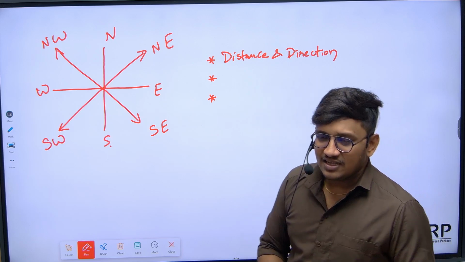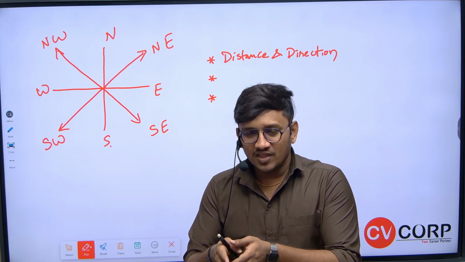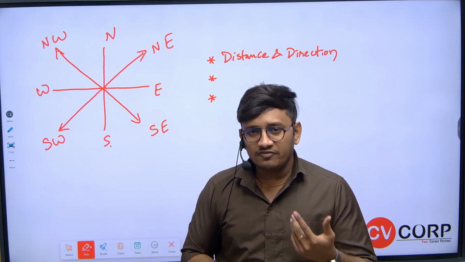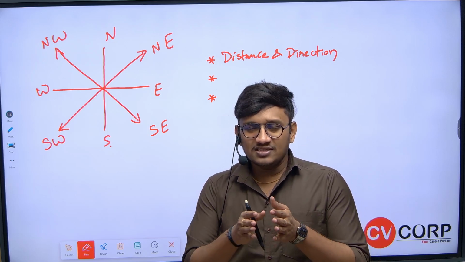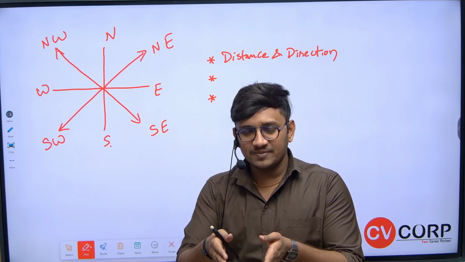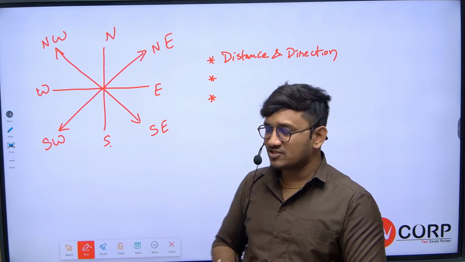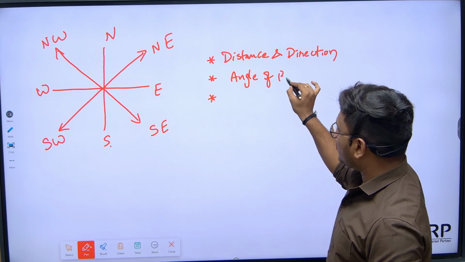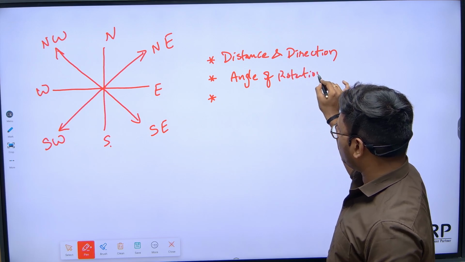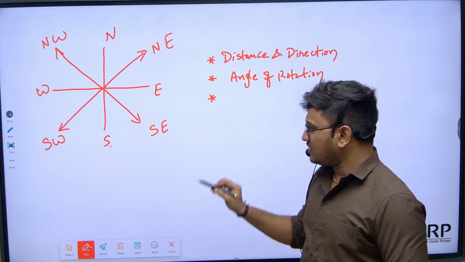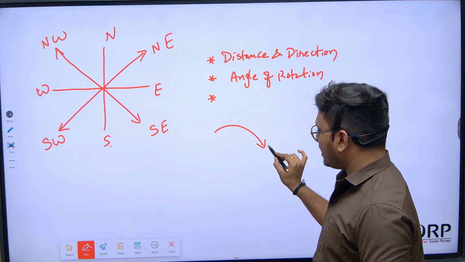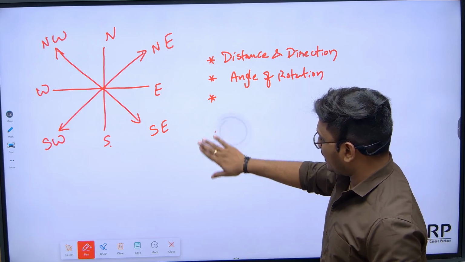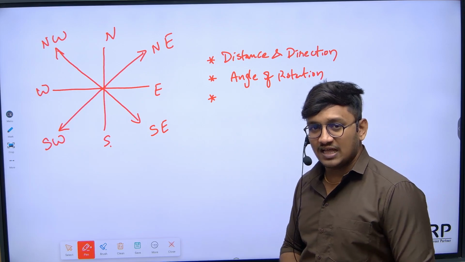What about the second type of question? Let's say a person is facing east, he turns 90 degrees clockwise, then again 135 degrees anti-clockwise. Here the distance doesn't matter, the angle of rotation matters. For this you should know clockwise and anti-clockwise: clockwise means forward direction, anti-clockwise means reverse direction. That's it. We'll try to solve a question which was asked in the last TCS exam.